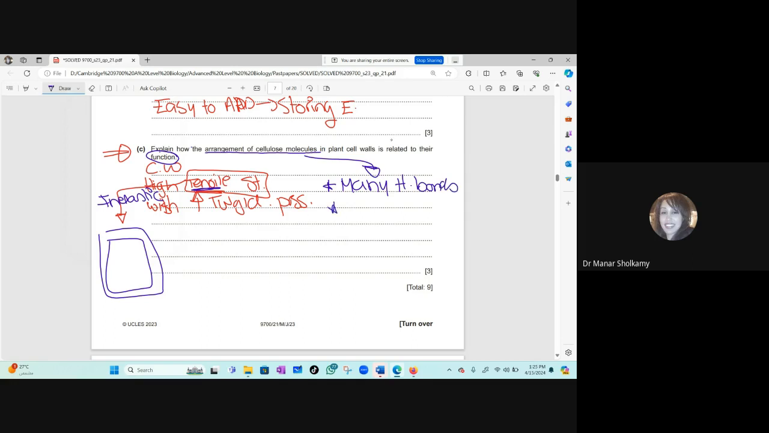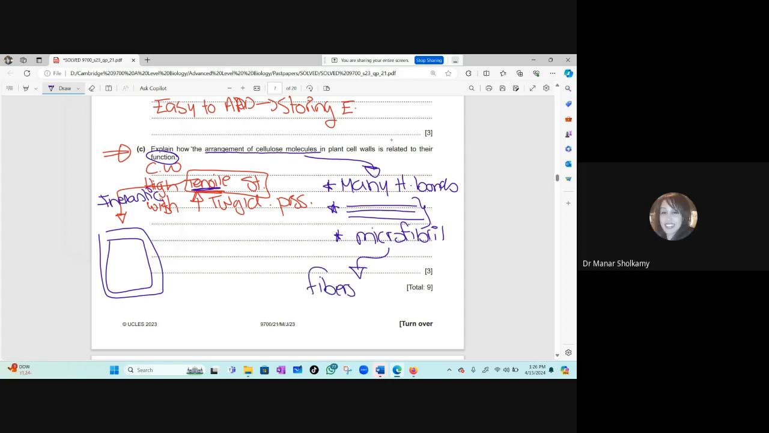What else? Many cellulose molecules, and then they are parallel. Continue the structure. You have many cellulose molecules that are parallel. 60 or 70 cellulose molecules together create a what? A microfibril, not fiber, microfibril. And many microfibrils create cellulose fibers. Very good.